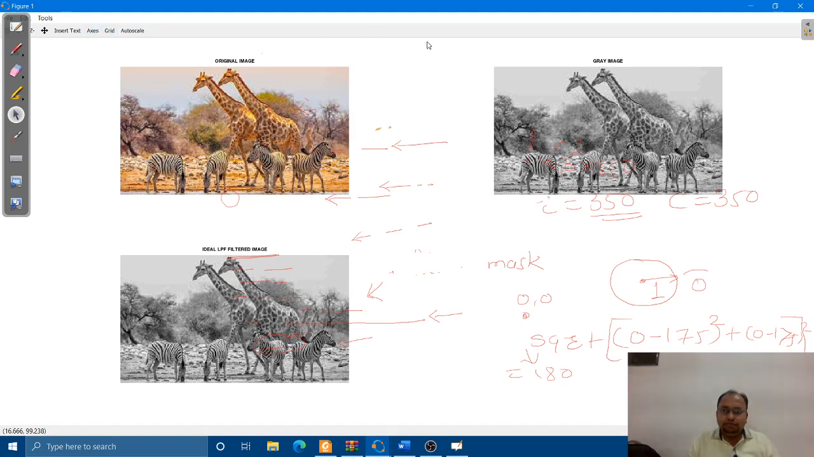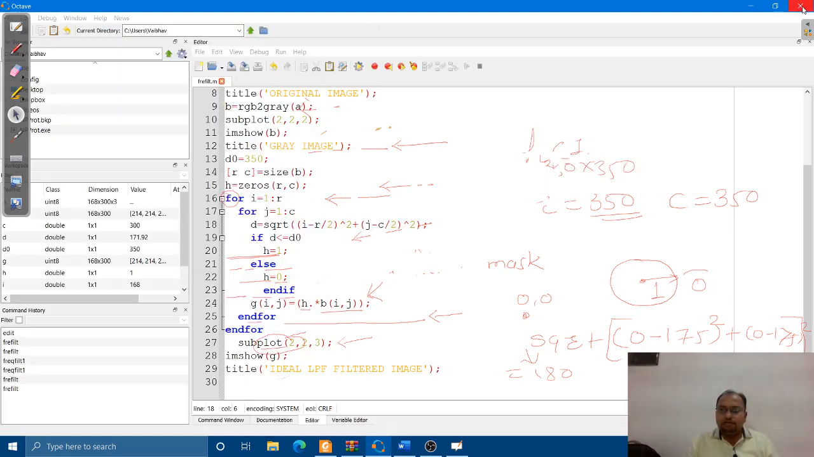Now let us close this one, and in the next lecture we shall be discussing how exactly we are going to perform this with the help of DFT and IDFT. Right now we haven't used the DFT and IDFT. Simply we have taken h equals 1 if the distance is less than 350.